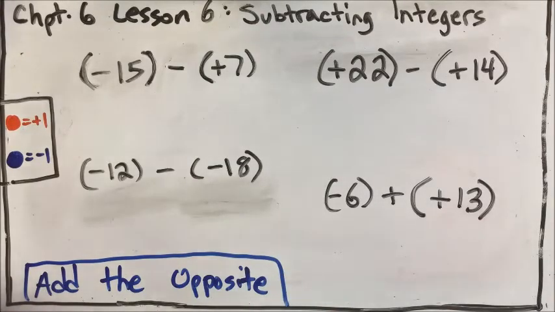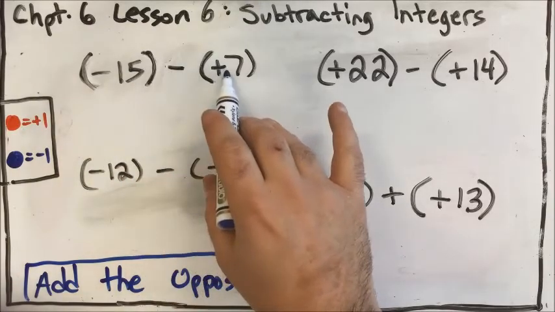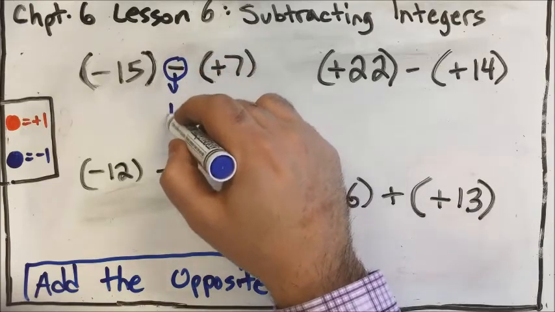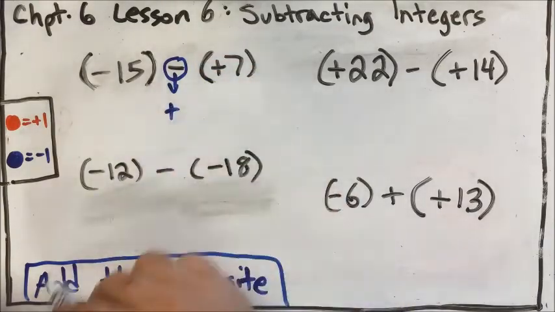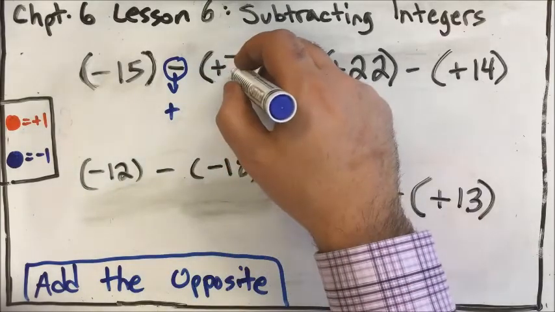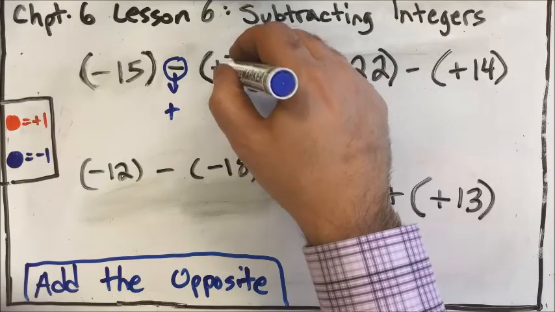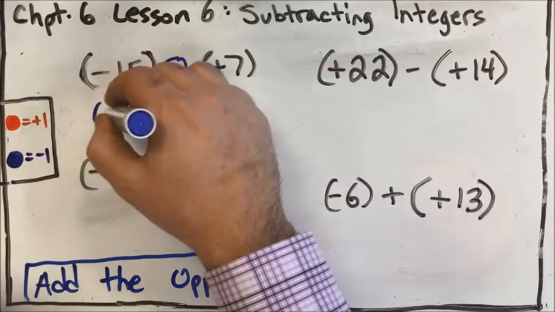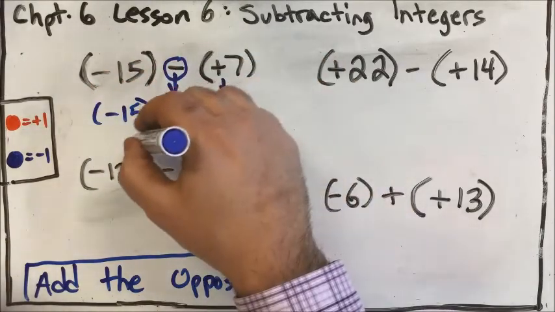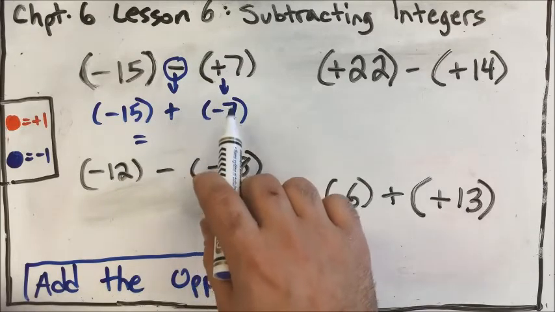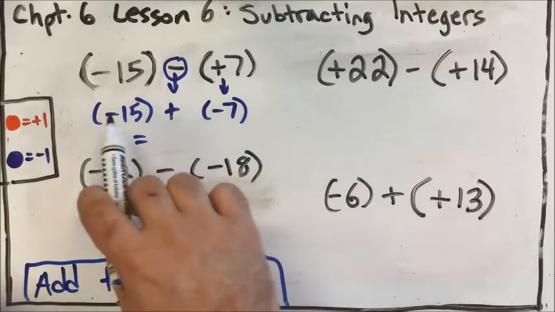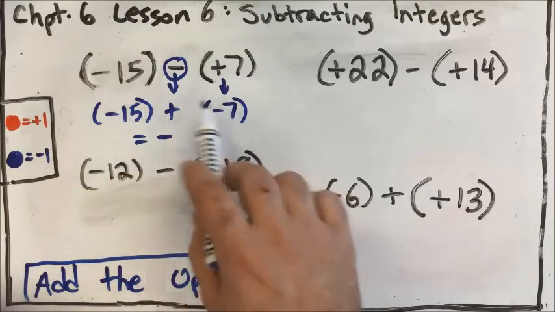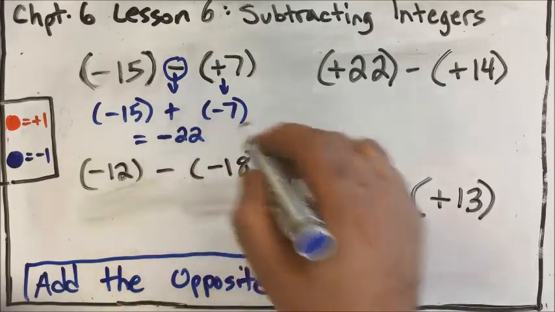So that means if I have negative 15 subtract positive 7, I can change my subtraction symbol into an addition symbol. So I'm adding the opposite of the second integer. So if my second integer is positive 7, the opposite of positive 7 is negative 7. The first integer stays the same. And now we can just add these integers. And if you remember from the integer lesson, adding integers, if my two symbols are the same, I keep the same symbol. I just add the two numbers, 15 and 7 equals 22.